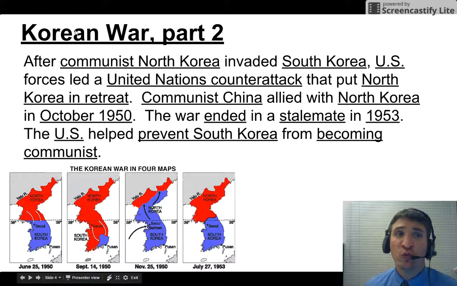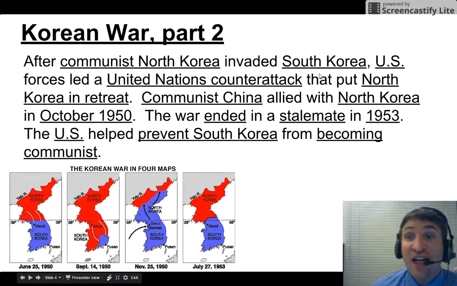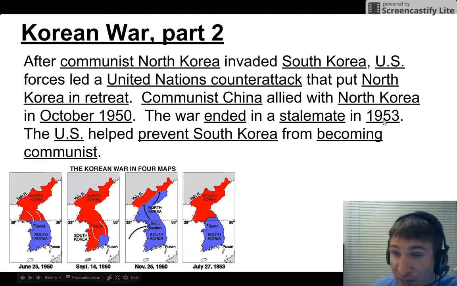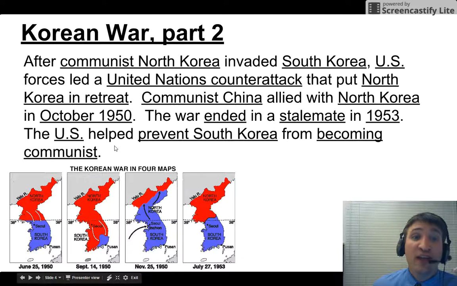Korean War Part 2. After communist North Korea invaded South Korea, U.S. forces led a United Nations counterattack. So we didn't go alone. We went with other United Nations countries that put North Korea in retreat. The war ended in a stalemate in 1953, however, and the U.S. helped prevent South Korea from becoming communist.